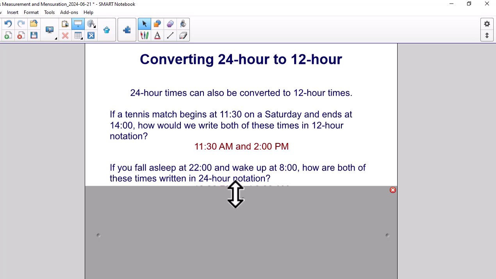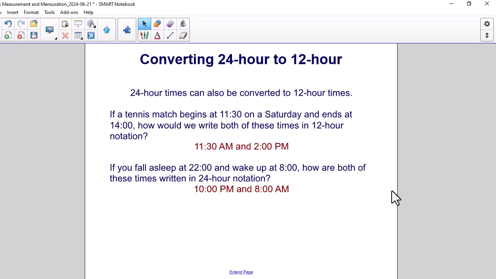If you fall asleep at 2200 and wake up at 8 o'clock, how are both of these times written in 12-hour notation? For the 2200, you would subtract 12. 22 minus 12 is 10 p.m. For 8 o'clock in the morning, that remains 8 o'clock a.m.